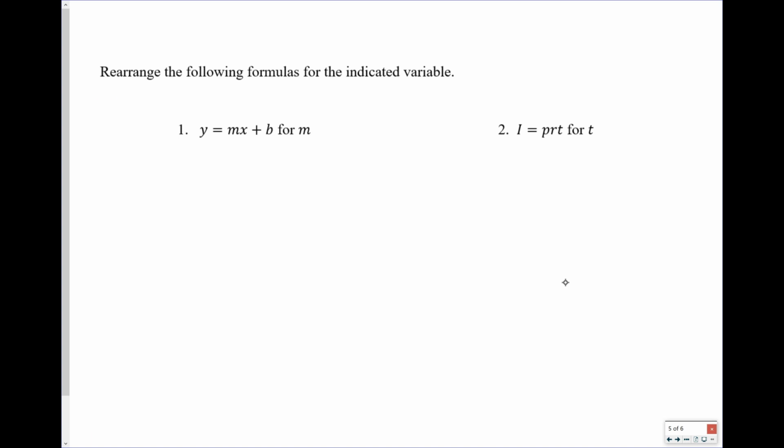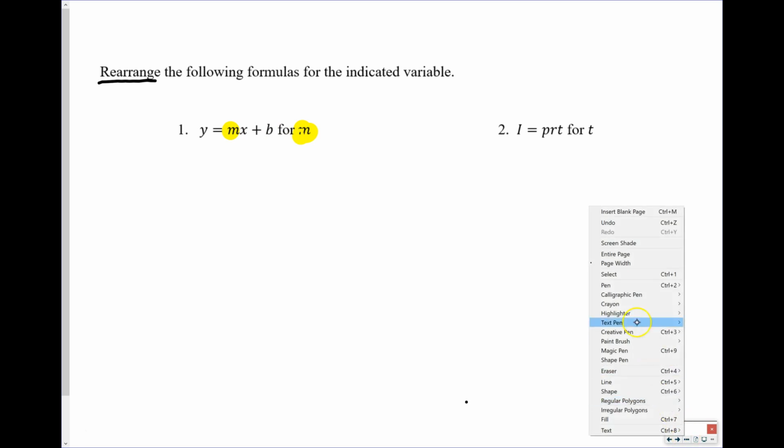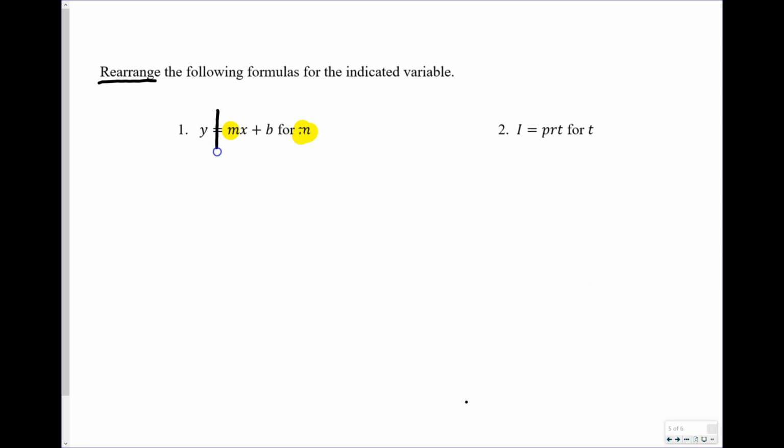Okay, so this is rearranging the formulas. Rearrange just means solve for that variable. So this is slope-intercept form, and they want you to solve for m. So I'm going to go ahead and highlight m, or just draw over it. That's not my highlighter. Let me actually find my highlighter. There we go. Highlight m, and they want you to highlight m here. So I'm going to draw my line down my equal sign, and start getting m by itself.